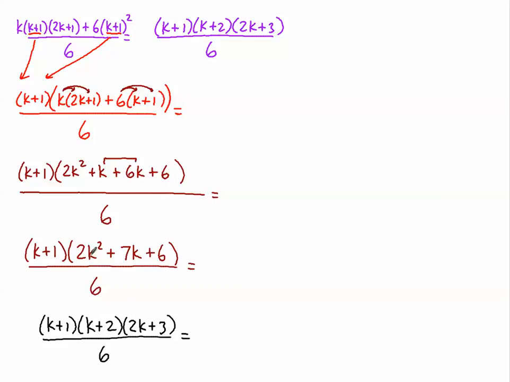K times 2K is 2K squared. Here's my 3K, and here's a 4K. That adds up to the 7K. And then the last terms give me 6. So this is correct. And like I said, a lot of good algebra in that one. So there's our 3 examples for mathematical induction.